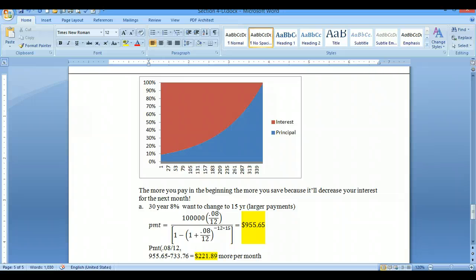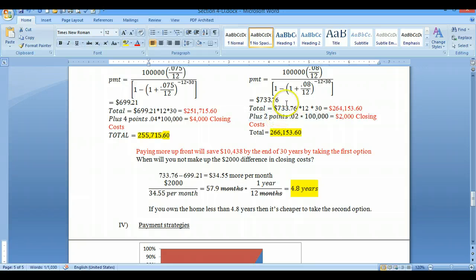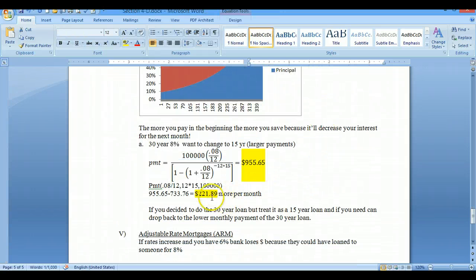So it'll always be divided by 12 or whatever these compounds are. Then number of periods, 12 times, in this case 15 years, and then it'll ask for the present value, and we have $100,000, and I'm not going to put a comma in there because it won't accept that into Excel. We don't have to put the future value, and it'll give us our payment of $955, which ends up being $221 more per month because we had a $733 payment and 76 cents from the previous example.